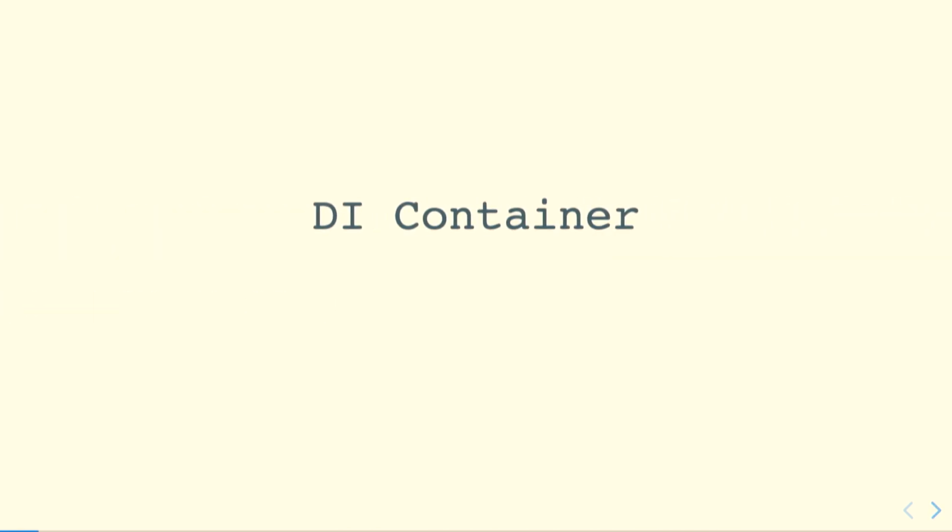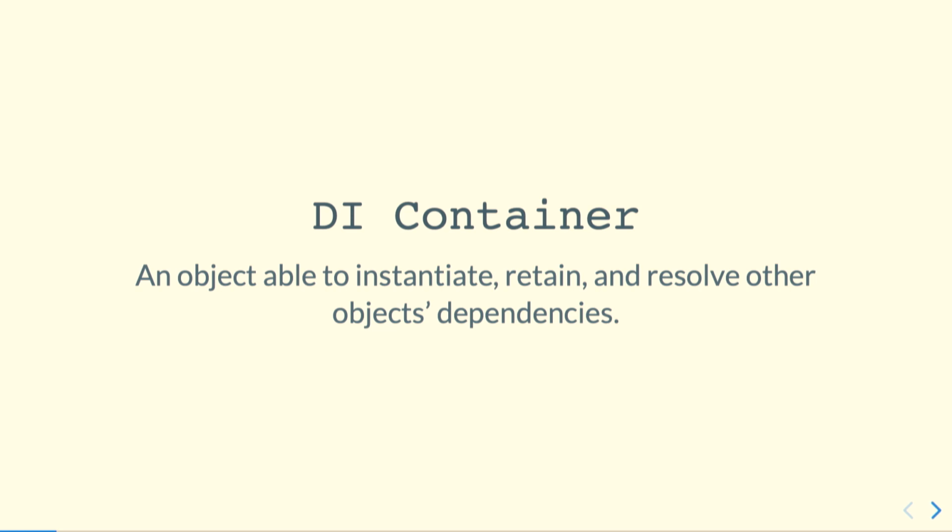So first of all, what is a DI container? Because that's something we're going to talk about a lot, and that's something that Weather is using a lot as well. So a DI container is basically just an object able to instantiate, retain, and resolve other objects' dependencies. It comes in handy when you need to inject a lot of dependencies into a Swift type. The idea is just to bundle a lot of dependencies all together into one object and then pass this object down to other objects. This way you can mutualize your dependency injection.